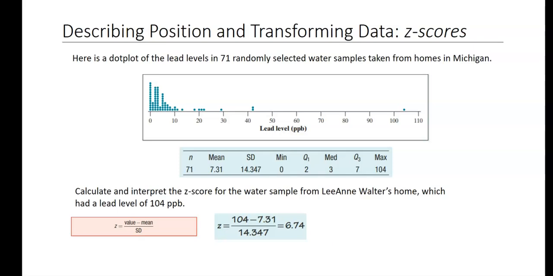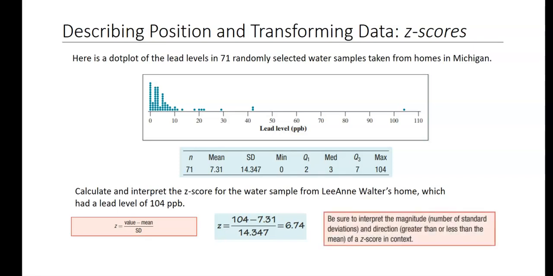Oh my goodness, right? So the lead level for this person is 6.74 standard deviations above the mean. Anything more than 2 in stats, we say that's getting really unusual. This is extremely unusual. Be sure to interpret the magnitude, the number of standard deviations, and the direction. That's very important. So notice I said 6.74 standard deviations above the mean. If it was negative, it would be below the mean. You have to talk about direction and the number of standard deviations when you interpret a z-score.